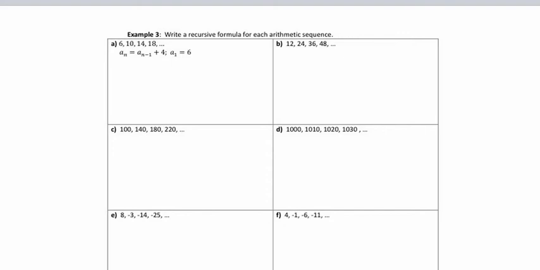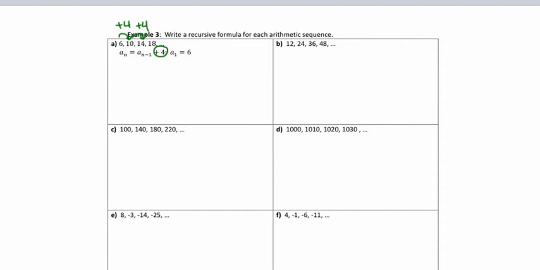So in example 3, we're given an arithmetic sequence, and we're asked to write the recursive formula for each sequence. Part A is given to us. Its sequence is 6, 10, 14, and 18. The first term is 6, and then the common difference, if you notice, going from one term to the next, you're just adding 4, which is represented in this formula.